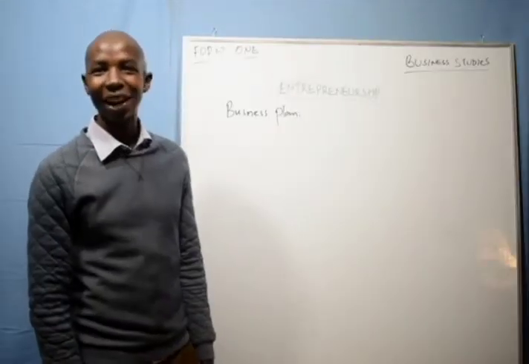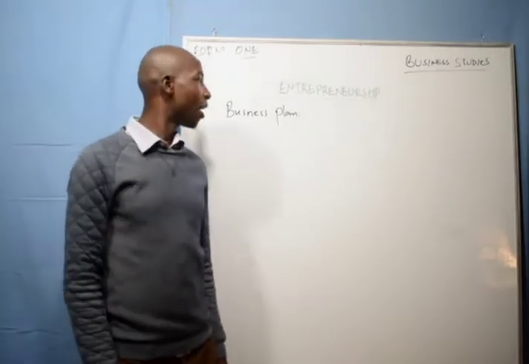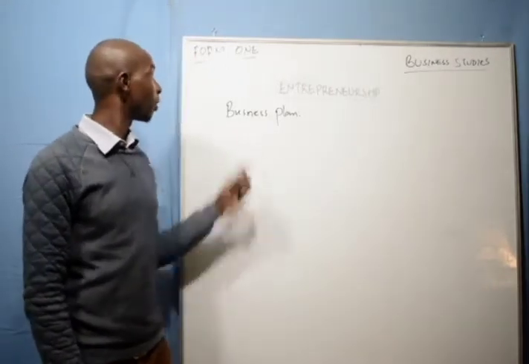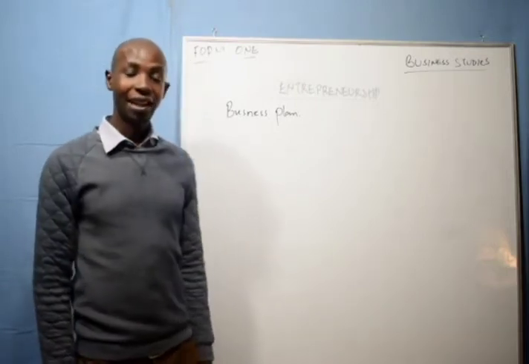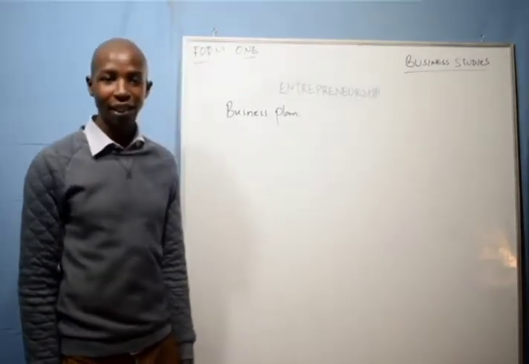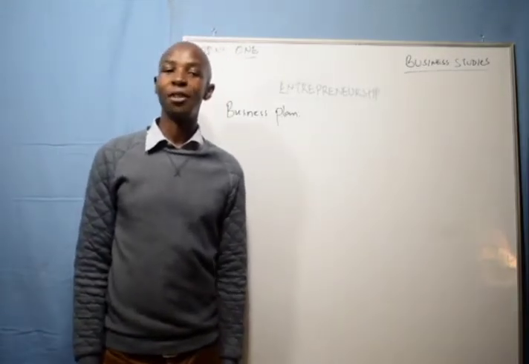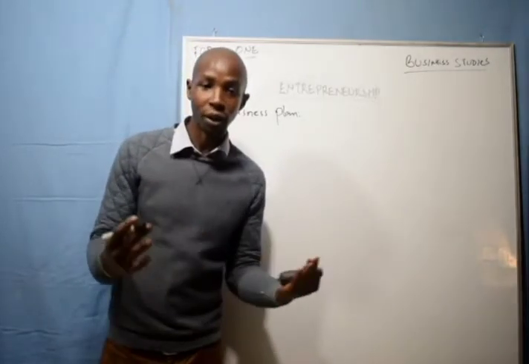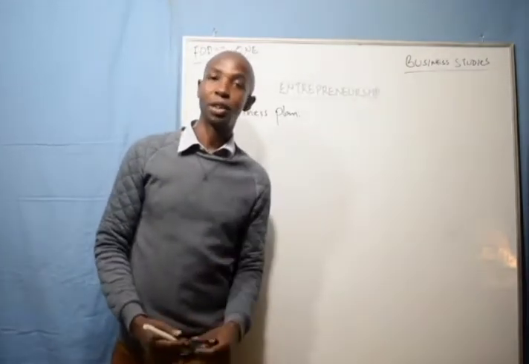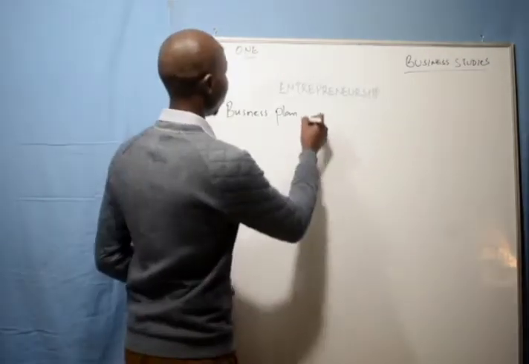Hello students, I hope you're all fine. In our previous class, we were under entrepreneurship, that is Form 101, and we were looking at business plan. And aforementioned, a business plan is a written document that highlights the objectives of the business and the steps to be followed in achieving the set objectives. So basically, it is a document first.